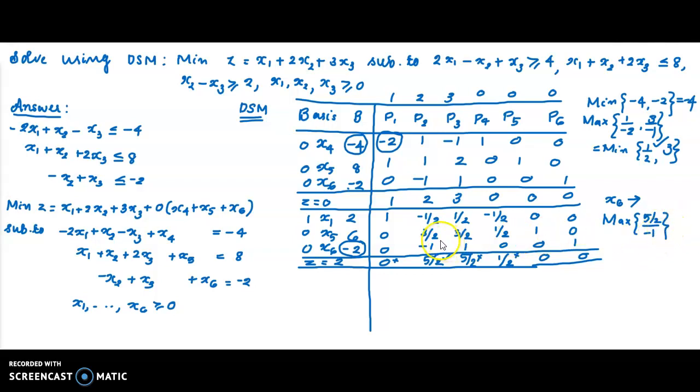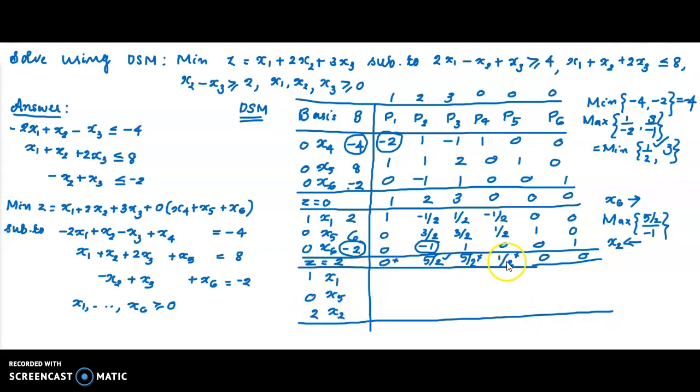Only one ratio, and that corresponds to minus 1, that is P2. X6 goes out of the basis and X2 comes into the basis. X1 in the position of X6, X1, X5, and in the position of X6 we write X2. X1 is 1, X5 is 0, X2 goes to 2.